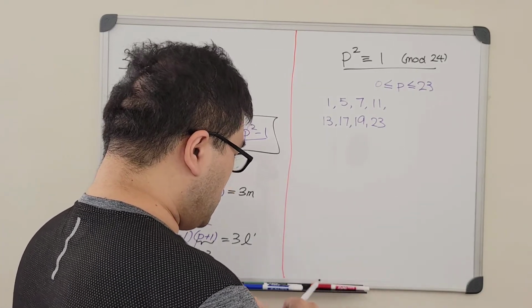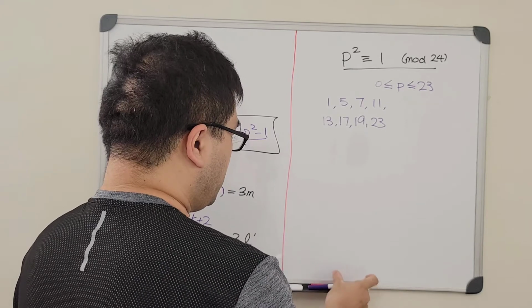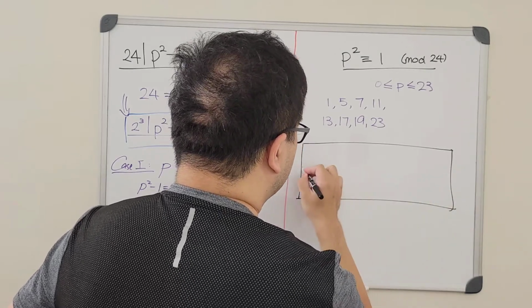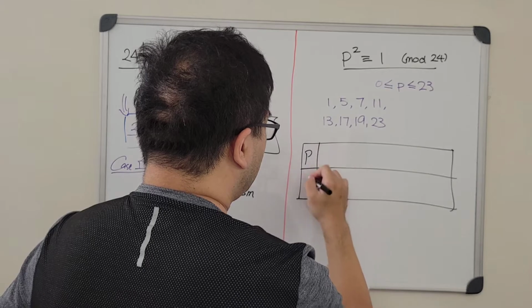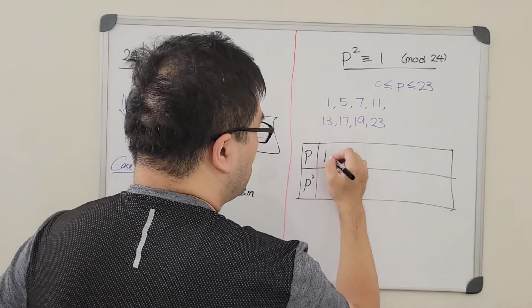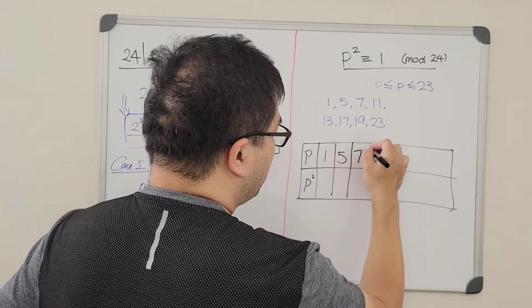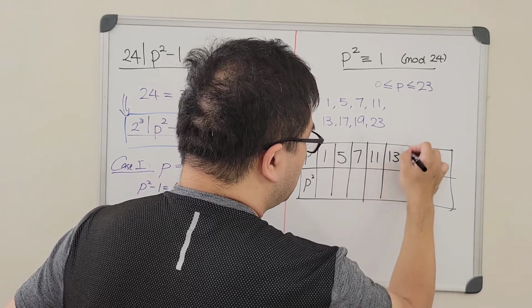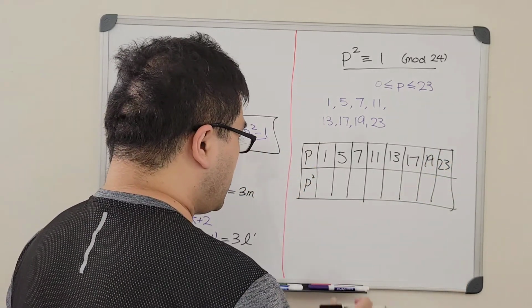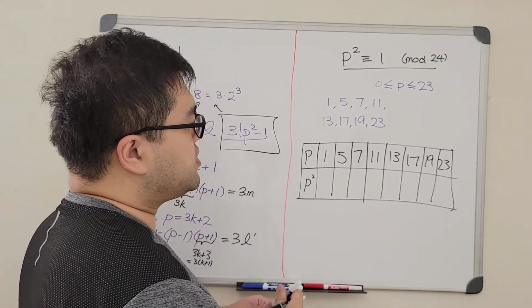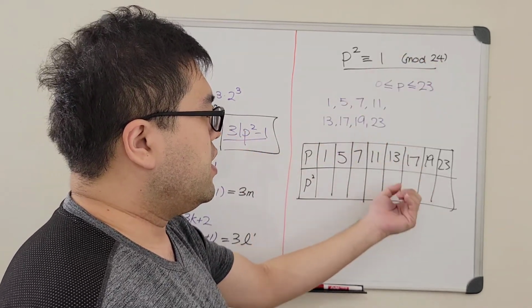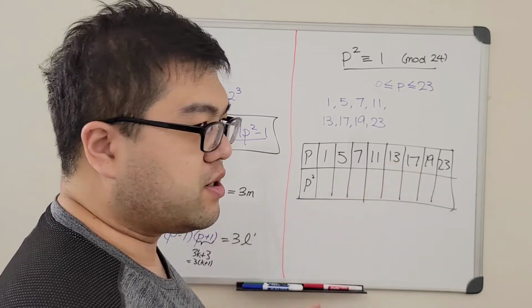Then we are going to get this. We're going to make our table, and we just need to have 2 rows, p and p squared, where the p numbers could only be one of these 8. We have 1, 5, 7, 11, 13, 17, 19, and 23. And keep in mind, since we're doing modulus, we can also add or subtract multiples of the modulus in order to play around and make the numbers smaller and easier to manipulate.